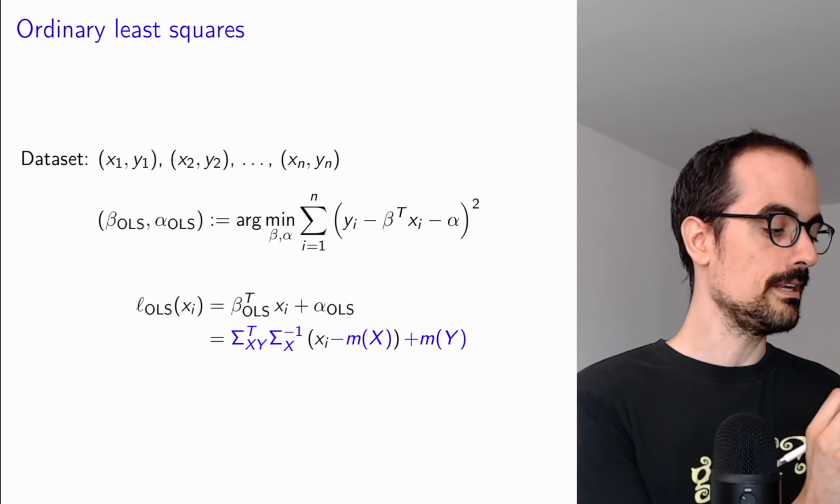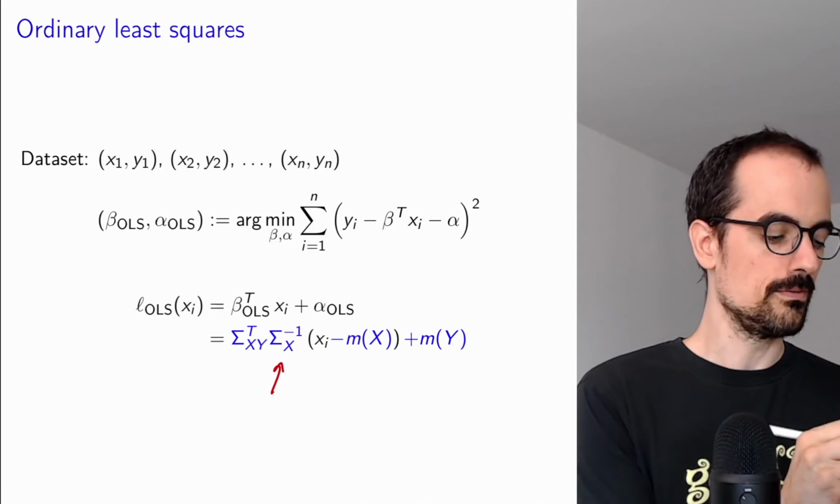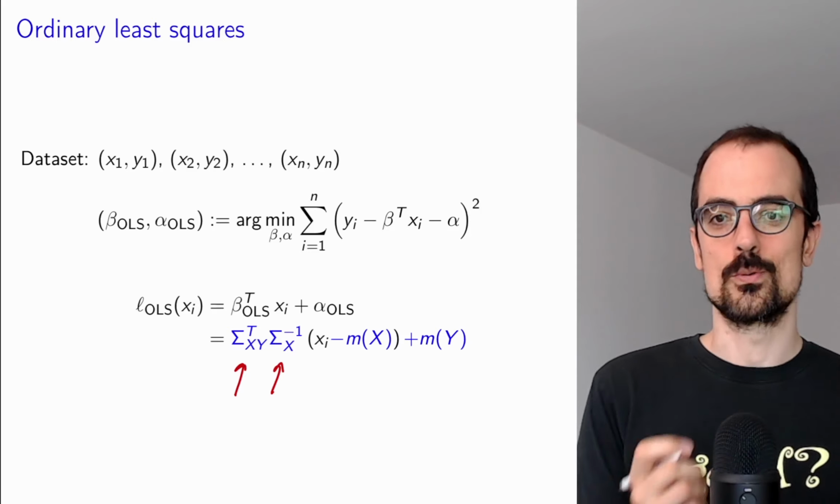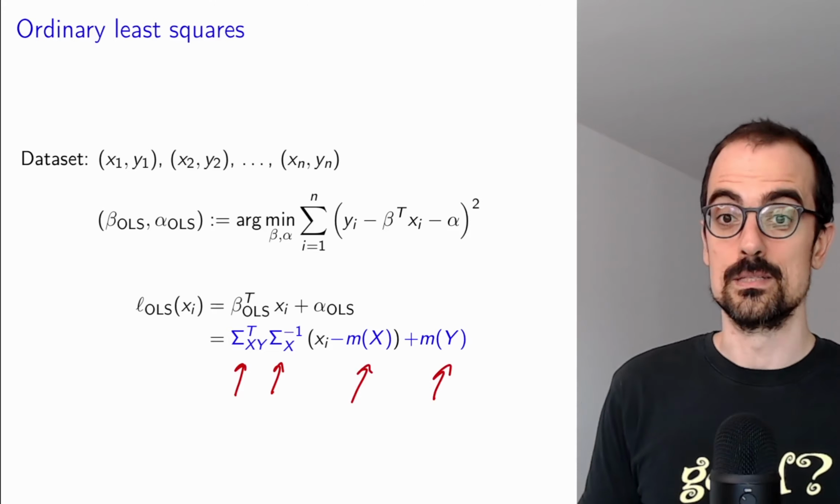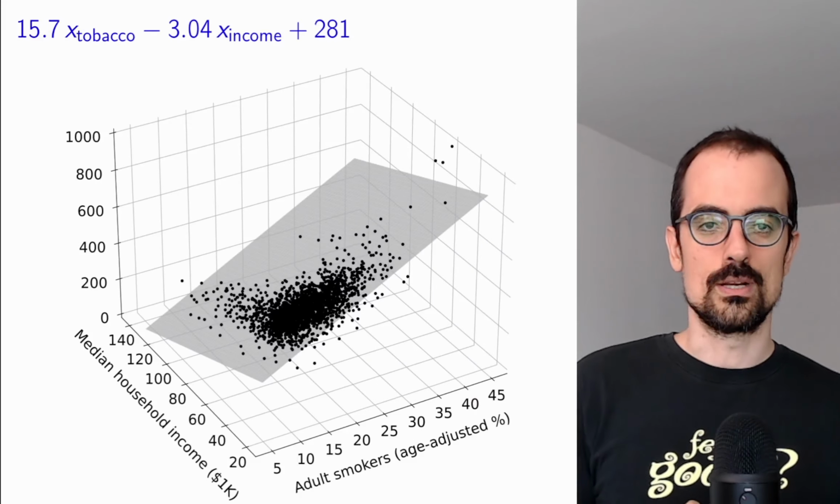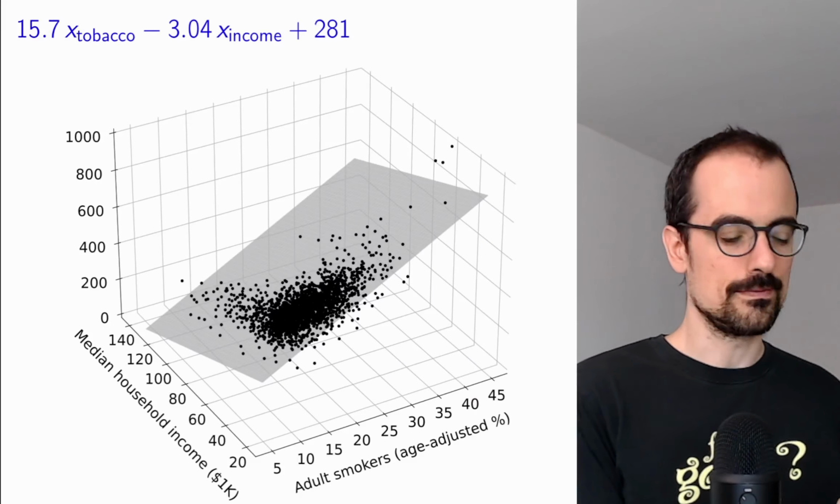Essentially, we just plug in the sample statistics: the sample covariance matrix where we had the covariance matrix before, the sample cross covariance where we had the cross covariance before, and the sample means where we had the means before. So let's see what this estimator looks like for our example of interest.